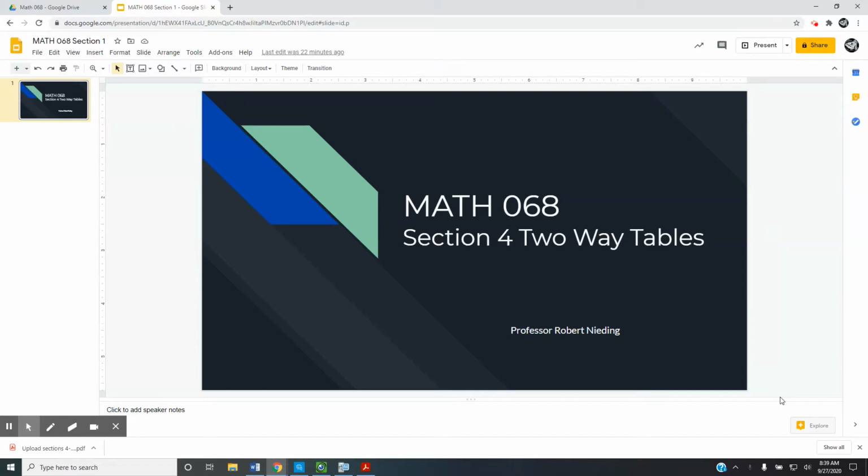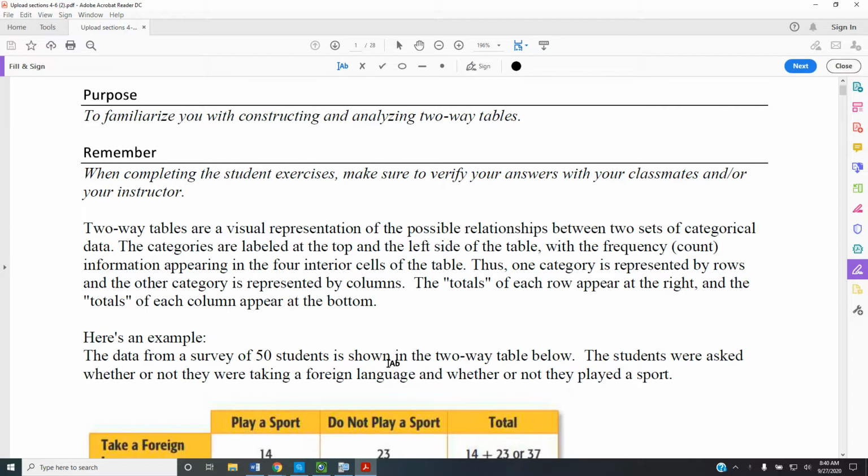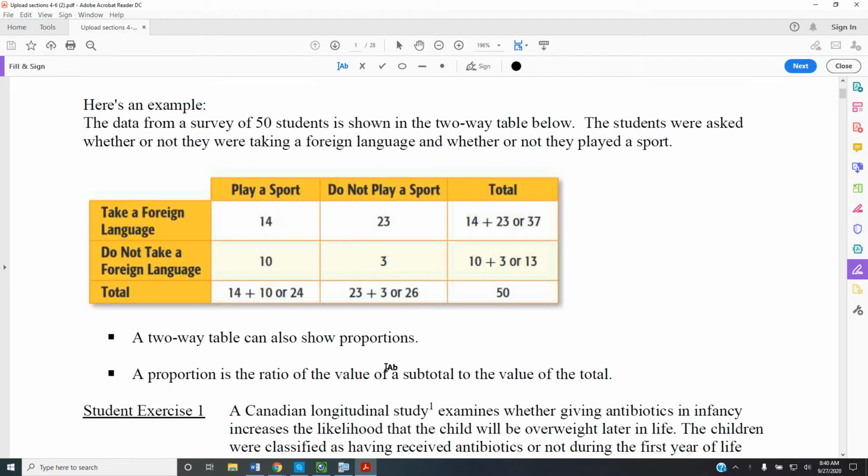This is Professor Needing, and we are going to cover Section 4, two-way tables. When we talk about two-way tables, what we're talking about, first of all, is categorical data. We're on page 18 of your student handout. And categorical data starts with a frequency table. And if we go down a little bit here, this is a typical frequency table.